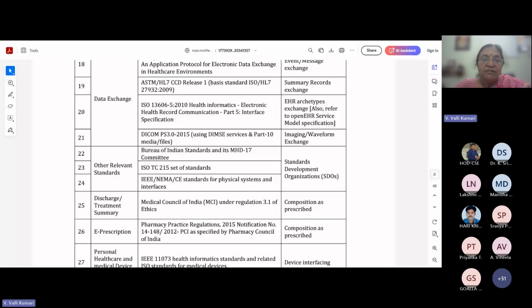Then we may also have longitudinal EHR data. So now you have lots of data, like first visit, second visit, third visit. You have one form after another in your file. And all of them are related to one patient.